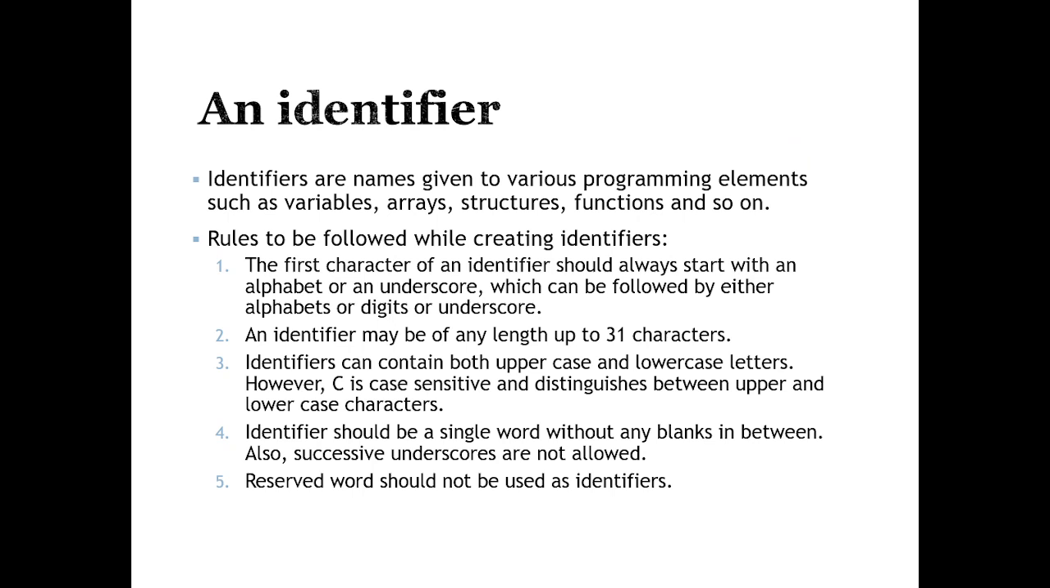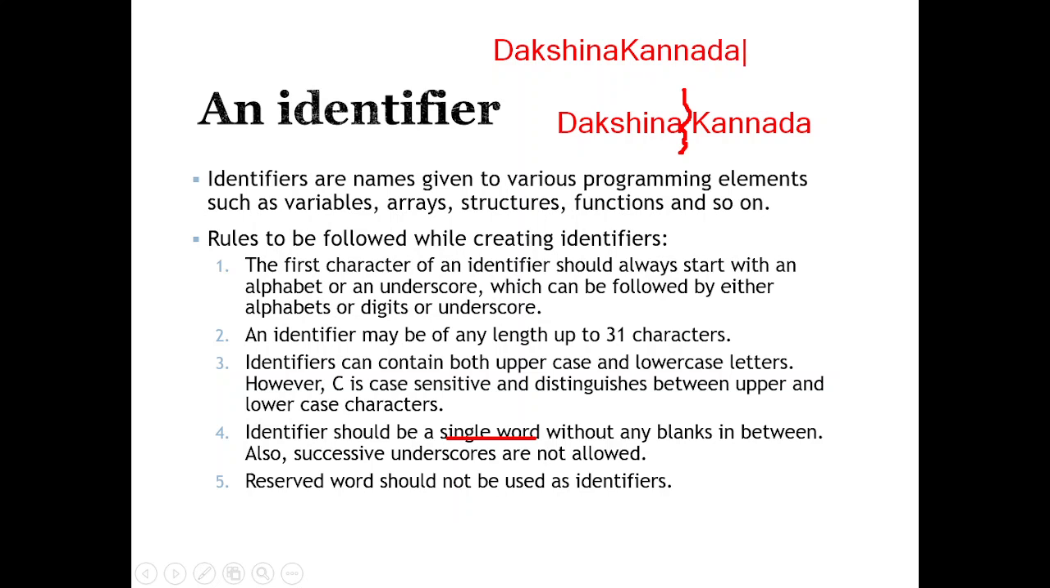Next one, an identifier should be a single word. For example, you cannot say Dakshina space Kannada. This is not allowed. Why? Because in between there is a space. If at all you want to create an identifier, you can use Dakshina and Kannada without a space, or you can say Dakshina underscore Kannada. This is not minus. This is shift minus.